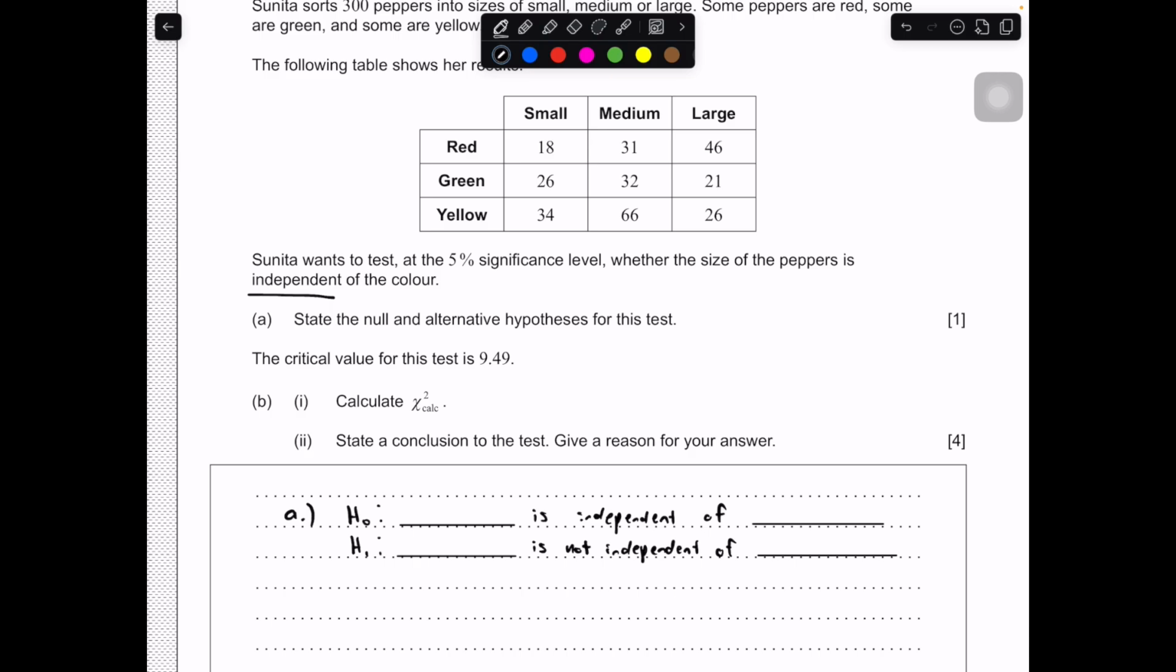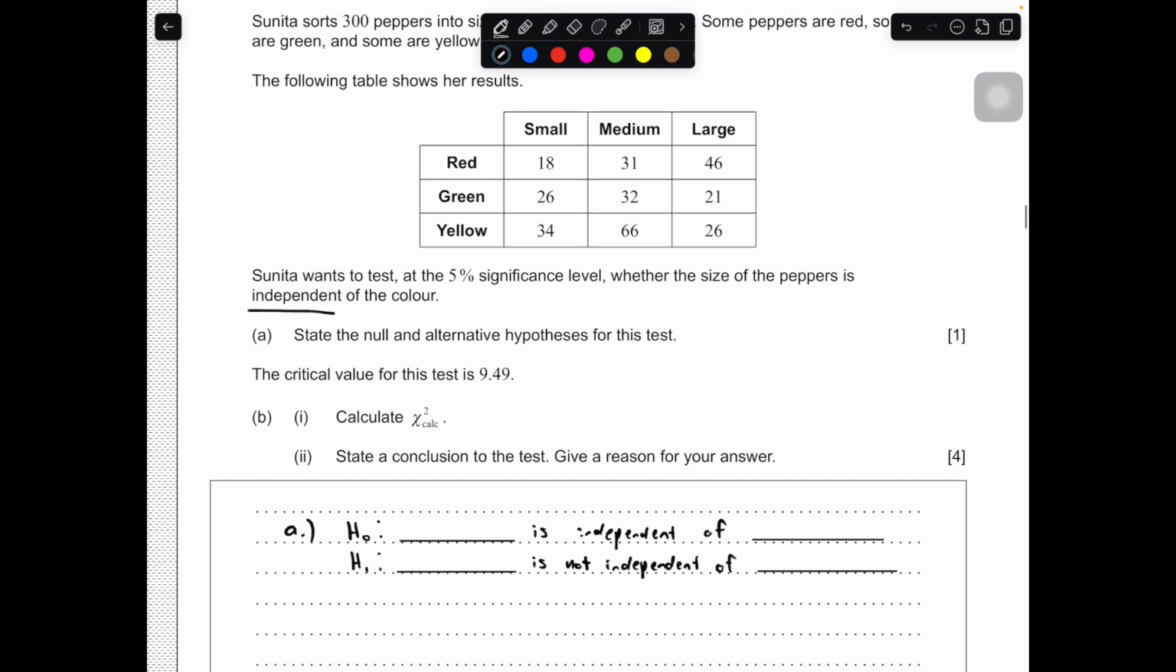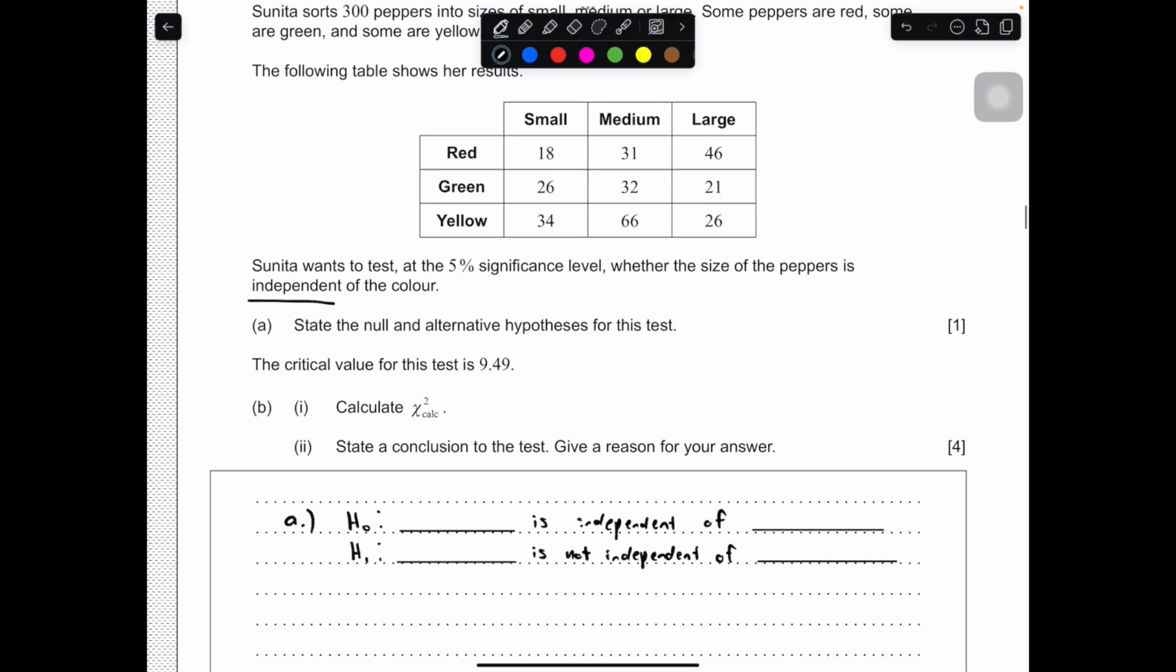And in this case, Sunita wants to test whether the size of the pepper is independent of color. And so the null, the zero case, is that size of pepper, or size, is independent of color.